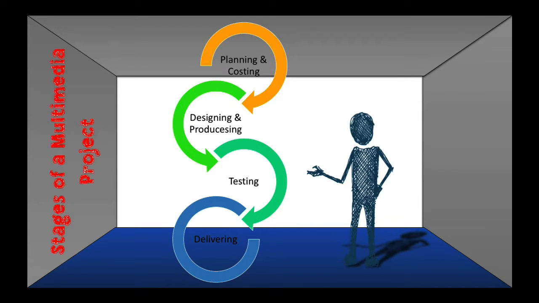Now, we start to discuss today's topic. The method of the multimedia project development will begin from the lowest step, which is planning and costing. Then, the second step is designing and producing. The third step is testing, and the final step is delivering.